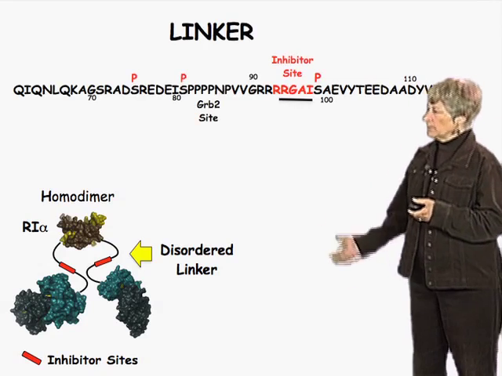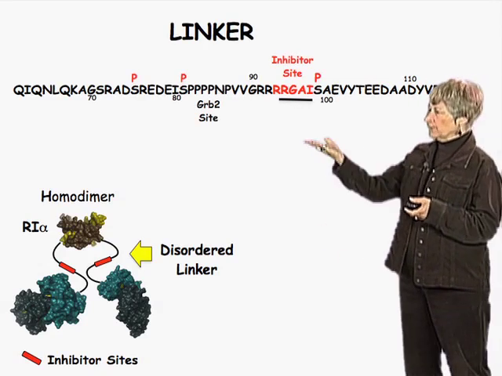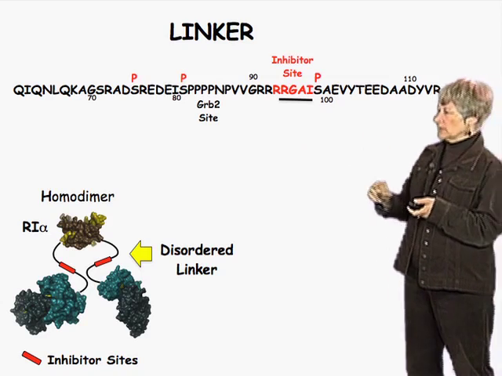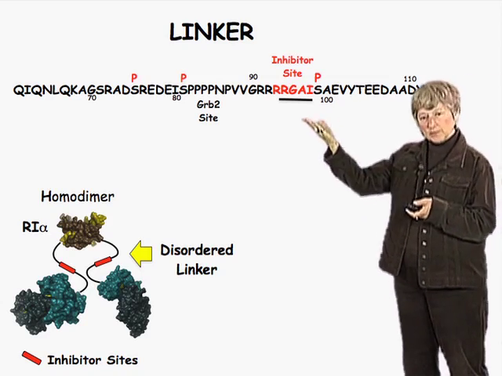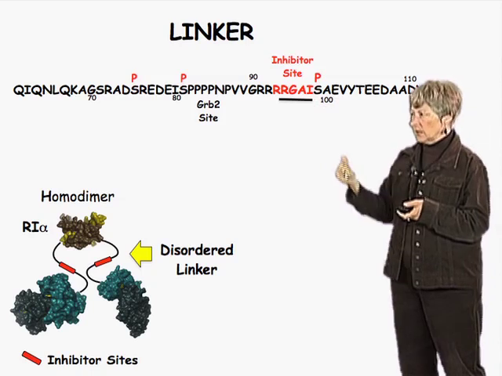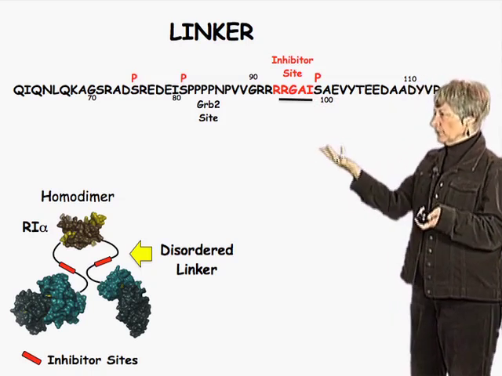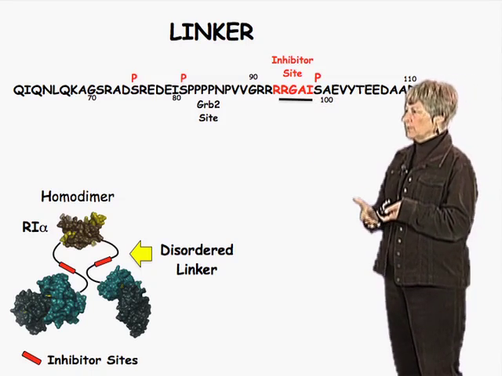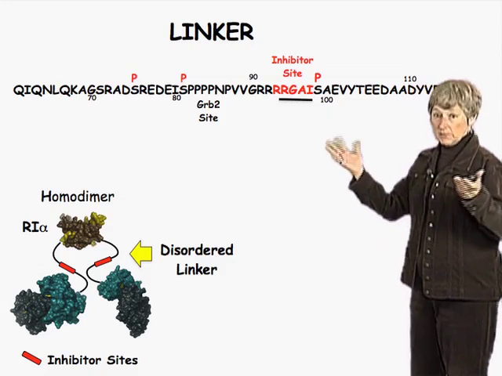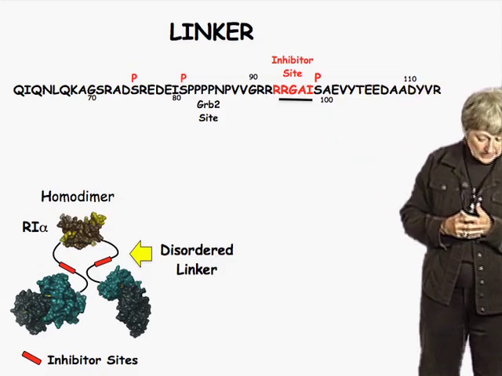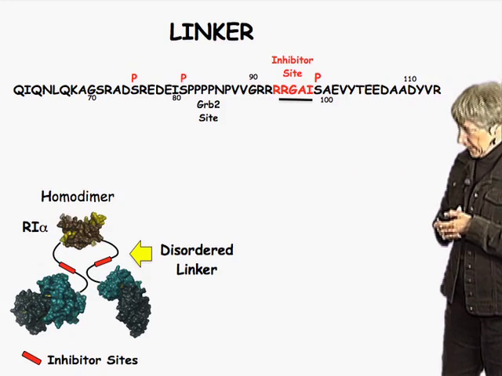When we look at this linker region, you can see, first of all, this is all disordered in the free R subunit. You have the inhibitor peptide that binds to the active site cleft. You have other motifs. There are phosphorylation sites. There's a putative GRB2 binding site. There are many kinds of things that can be going on in this disordered region.